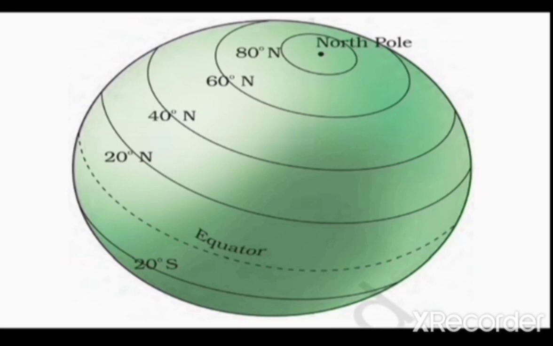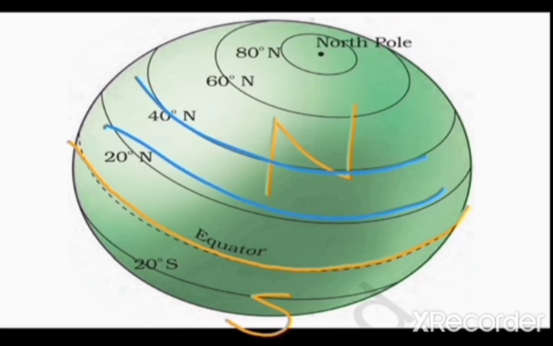In this picture, you can easily see that this is the equator. What is the work of equator? It divides the earth in two equal half parts, that means northern hemisphere and southern hemisphere. So, all these are the horizontal lines in the north and southern direction.